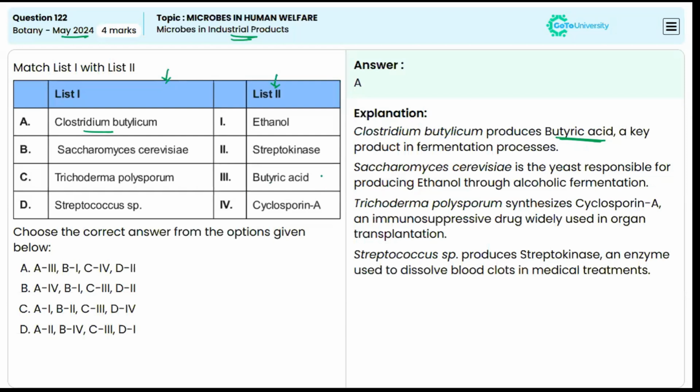So here, butyric acid we have in the third one, A. Next is Saccharomyces cerevisiae or yeast. Yeast is responsible for producing ethanol through alcoholic fermentation or ethanol fermentation. So B. Now Trichoderma polysporum synthesizes cyclosporin, which is an immunosuppressive drug, which is used in organ transplantation. So C. Now Streptococcus species produce the streptokinase enzyme which dissolves the blood clots in medical treatment. So D. So that means the correct answer is option A.